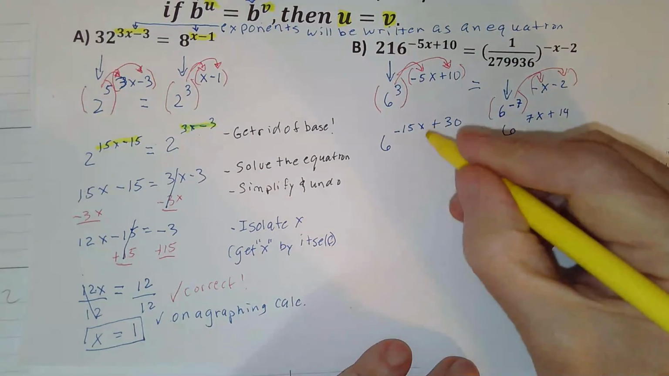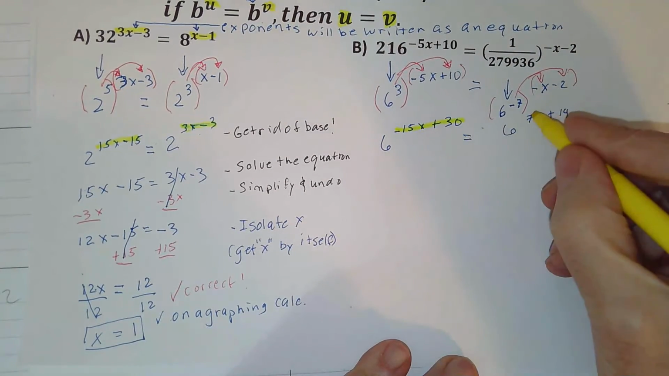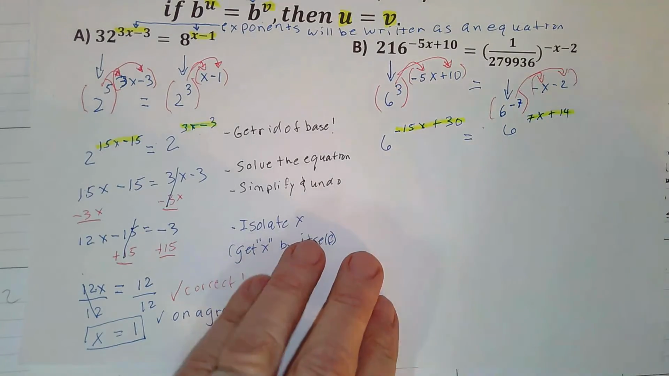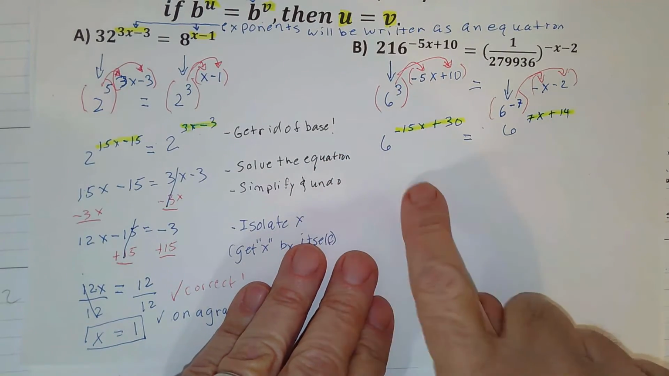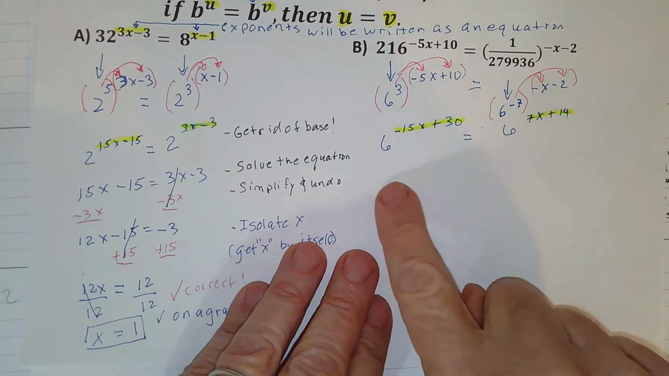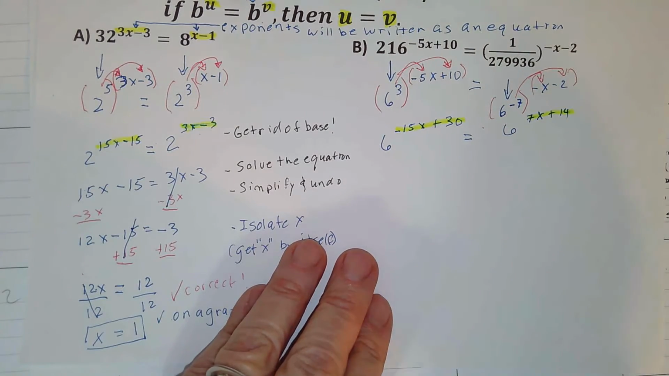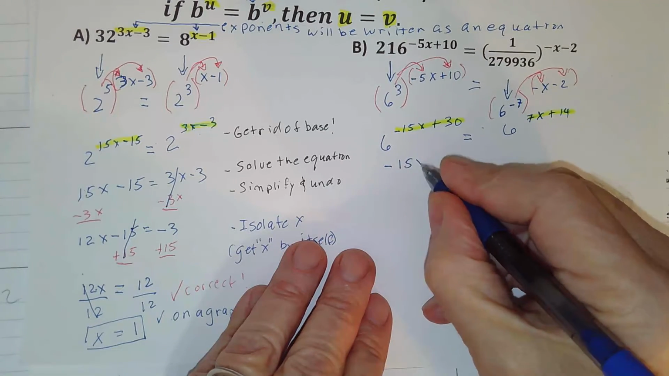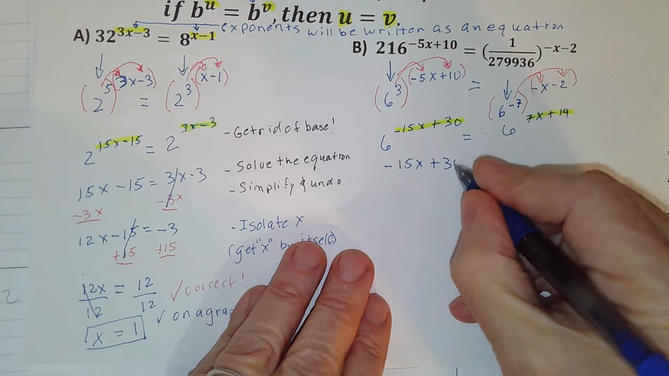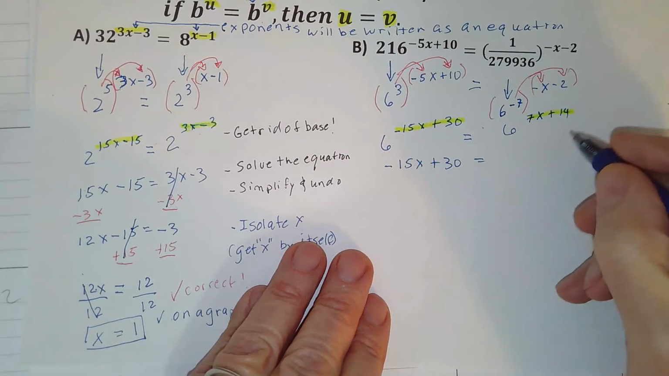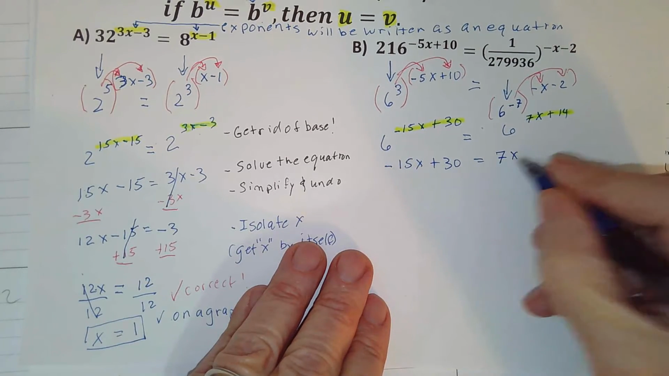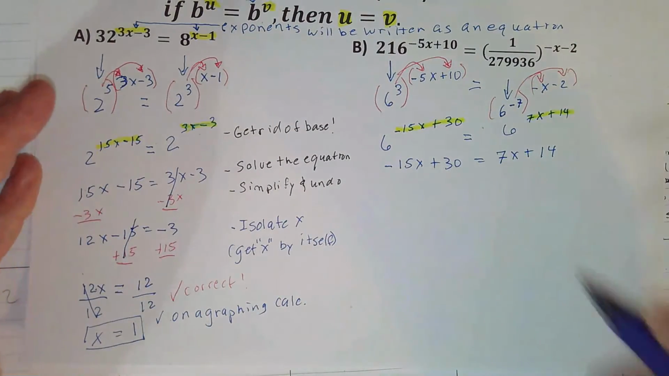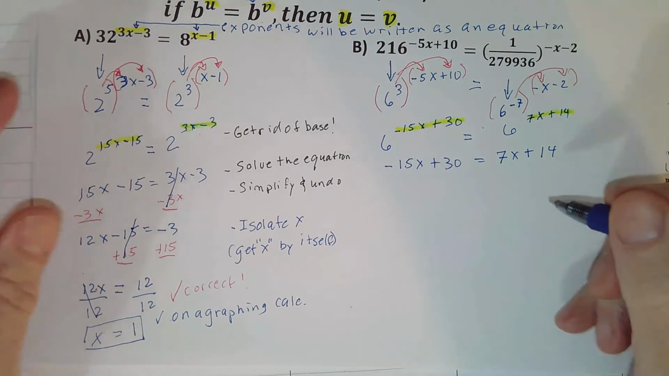And so we're going to do what we did before. We're basically going to throw away the bases, and we're going to go ahead and take the exponents and make them our equation. So I've got negative 15x plus 30 equals 7x plus 14. So now this is no longer that difficult. We're back to a linear equation.